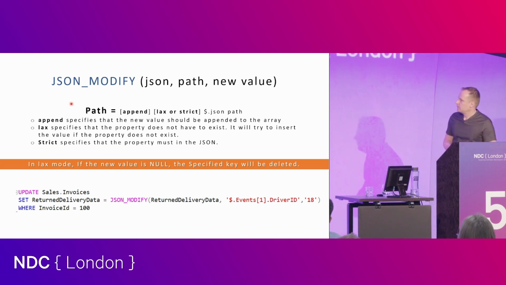So as you can see, I have one example here. I am trying to update my return_delivery_data. That's my JSON document. And I am saying update the driver ID to 18 here.